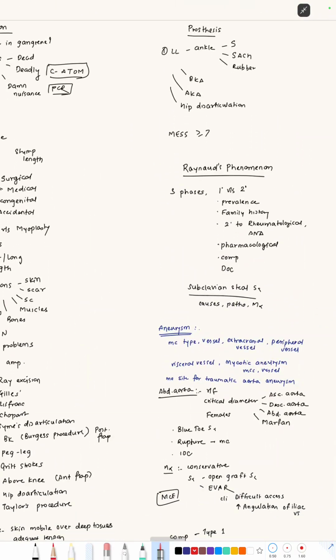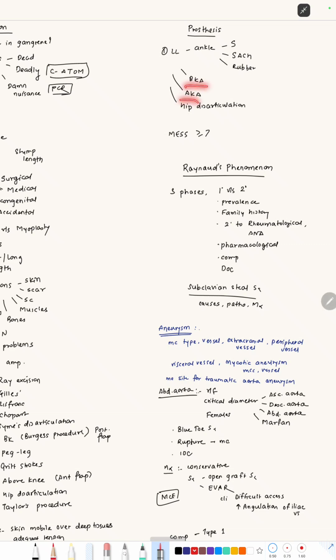Now talking about the prosthesis. There are lower limb prosthesis and upper limb prosthesis. In the ankle, we have the SACH prosthesis. SACH prosthesis is nothing but solid ankle cushion heel, in which inversion and eversion does not happen. Then rubber prosthesis, that is called Jaipur rubber prosthesis. That is most commonly used because inversion and eversion is possible, as well as dorsiflexion and plantar flexion is possible.